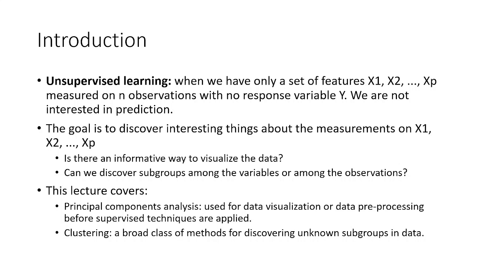The first one is the principal component analysis, or PCA. PCA can be used as a dimension reduction method. It can also be used for data visualization or data pre-processing before supervised learning techniques are applied. What it means is that if you happen to be dealing with a lot of X variables and you want to reduce the number of X variables, you can use PCA, and then based on the results from the PCA, you can feed into any of the supervised learning techniques.